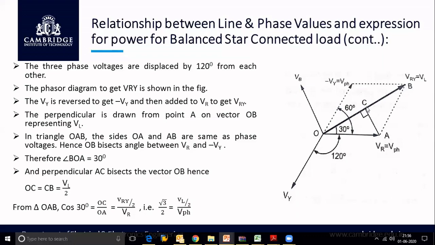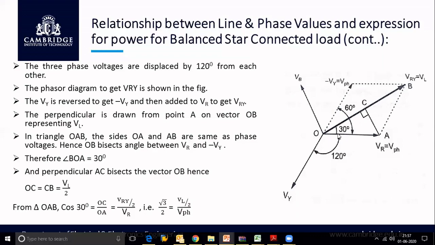Okay. To find the magnitude of OC, consider this right angle triangle. This angle is 30 degrees, because the phase angle between Vr and minus Vy is 60 degrees, and if you draw the resultant between these two vectors, the resultant always bisects the angle between them. Therefore, the angle between Vr and VL will be 30 degrees. Now OC becomes the adjacent side for the angle 30 degrees.